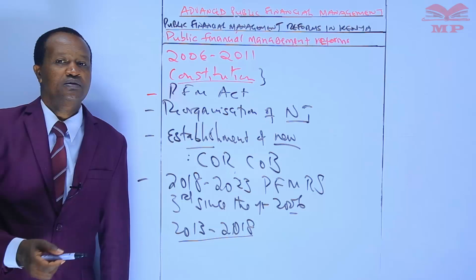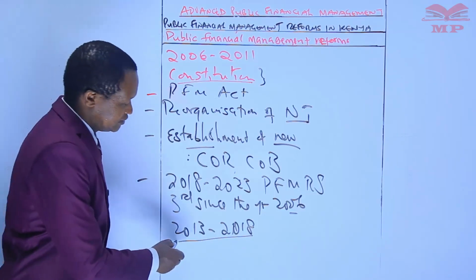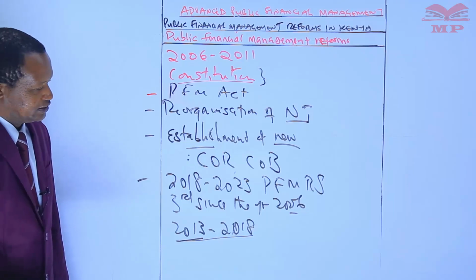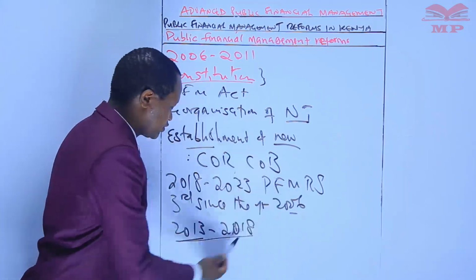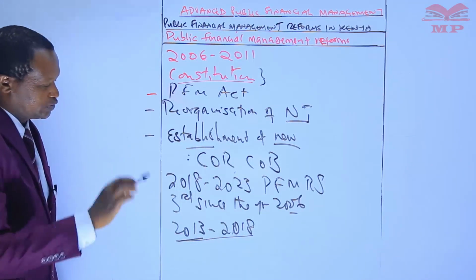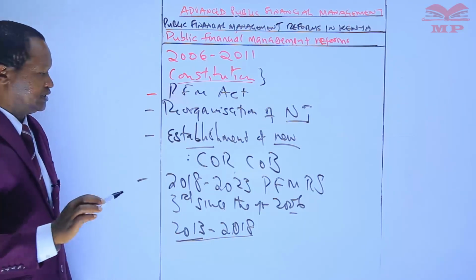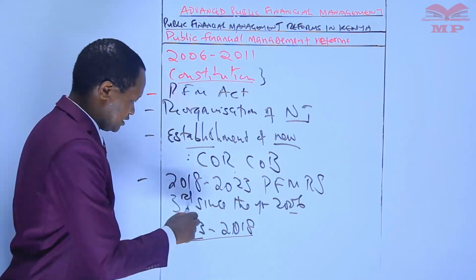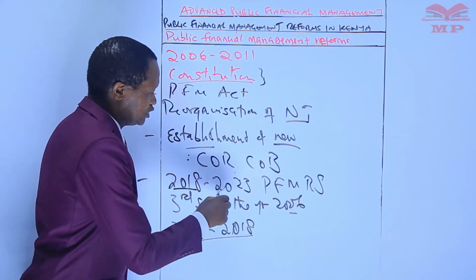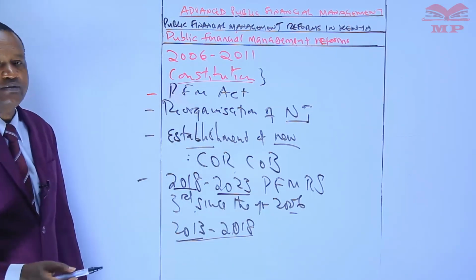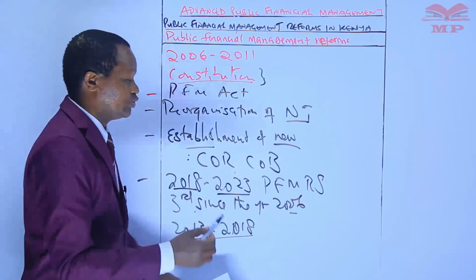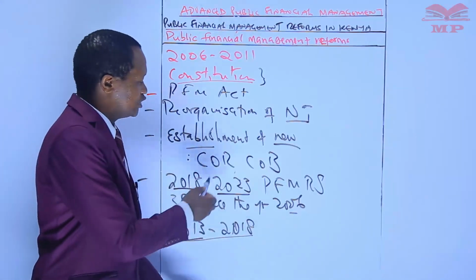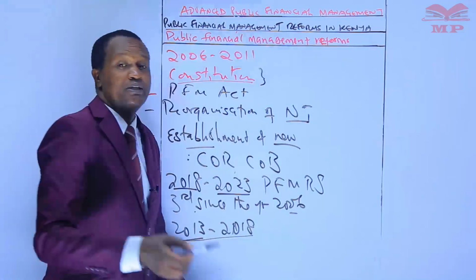Do you understand? 2013, around 3 years after the new constitution was promulgated, there was the Public Finance Management Reform Strategy covering the period 2013 to 2018. Then after that, there is the third one, 2018 to 2023. We are doing this video in 2022. So we are in the middle of the 2018 to 2023 Public Finance Management Reform Strategy.